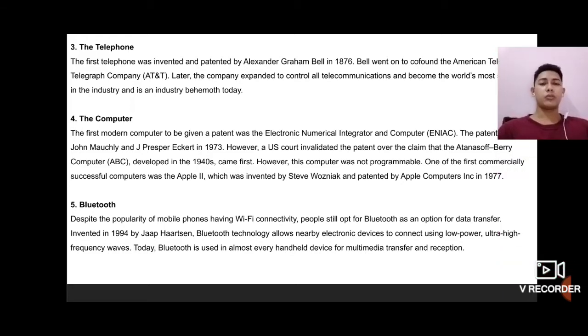Next is Bluetooth. Despite the popularity of mobile phones having Wi-Fi connectivity, people still use Bluetooth as an option for data transfer. Invented in 1994 by Jaap Haartsen, the Bluetooth technology allows nearby electronic devices to connect using low-power, ultra-high frequency waves. Today, Bluetooth is used in almost every handheld device for multimedia transfer and reception.